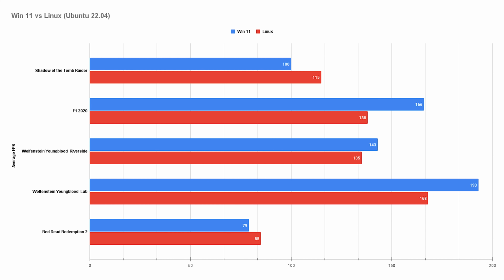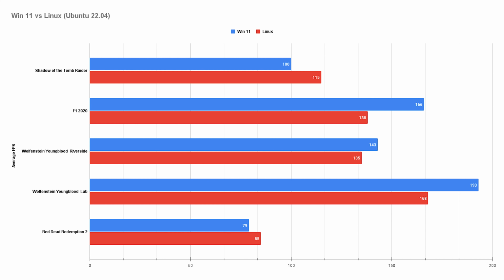Next, F1 2020. Running only via Proton, the Linux performance stays behind the Windows average FPS numbers by almost exactly 20%. Don't get me wrong, 138 FPS average at the highest preset at 1080p is still impressive.